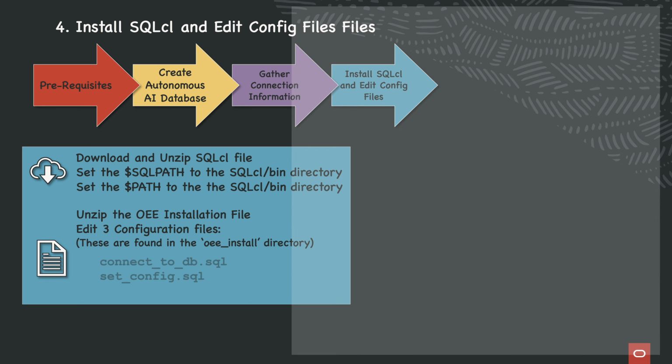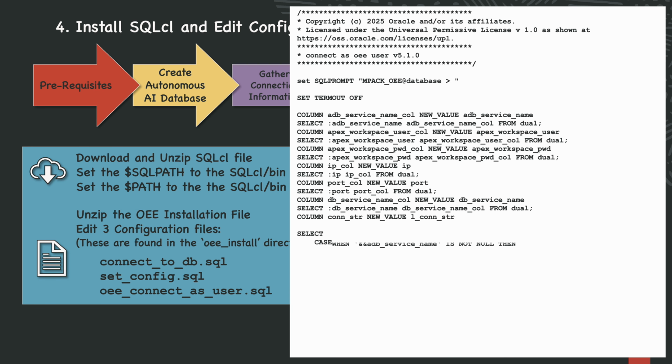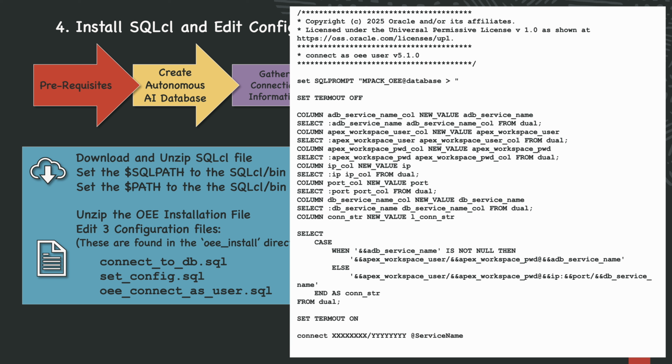And the final file to edit is OEE_connect_as_user.sql. And here we need to insert the application username and password that we chose in the previous file, and then insert the TNS service name.